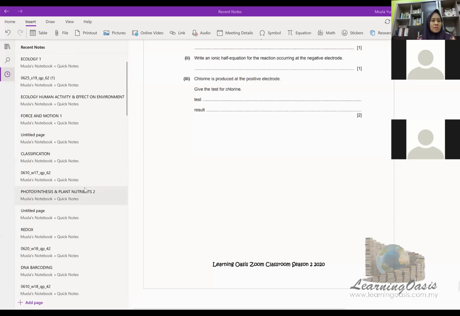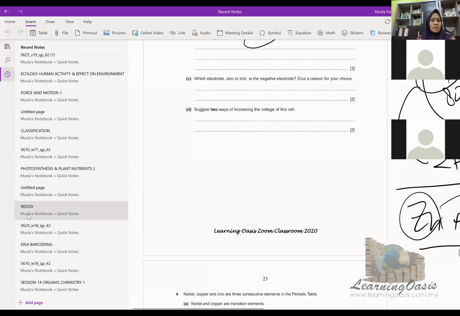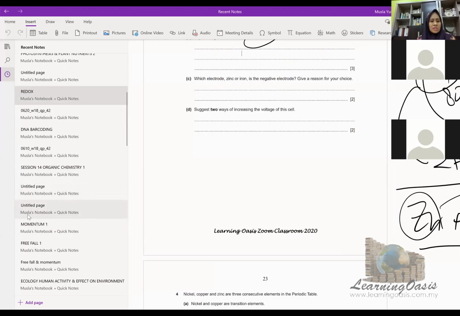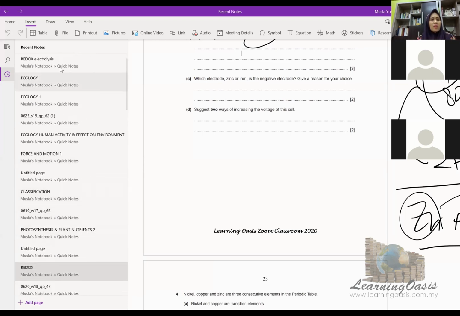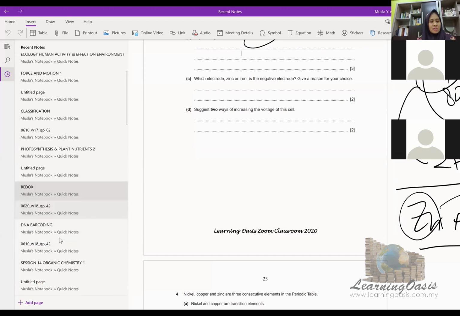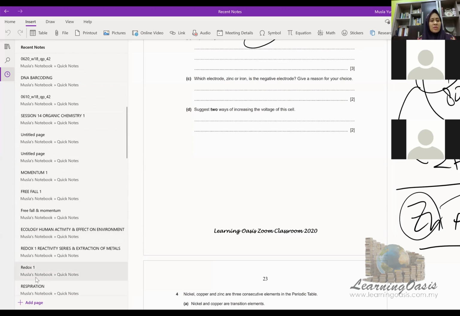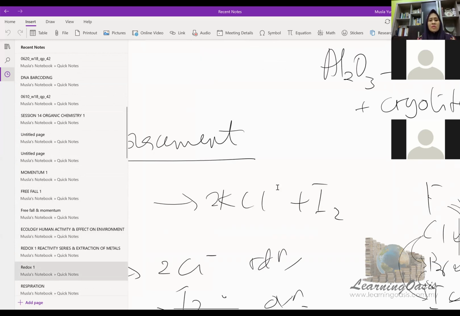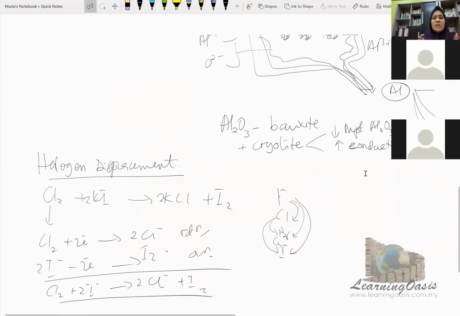Oxidation state increase when there's oxygen. Decrease oxygen. Either increase in oxidation state or decrease. Oxidation is increase in oxidation state. Reduction is decrease in oxidation state. Oxidation state, right? Okay. What else? What else do you remember? The ionic equation. Ionic equation, yes.